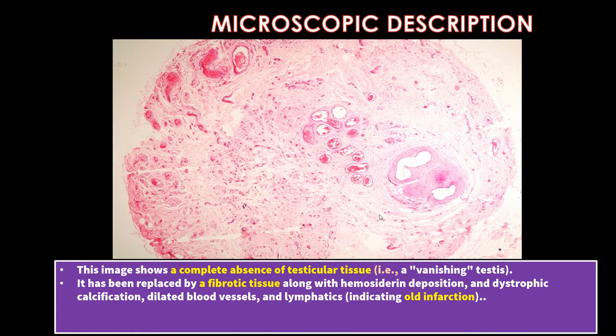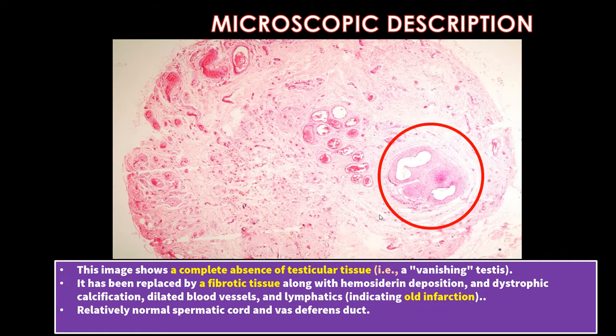It has been replaced by a fibrotic tissue along with hemosiderin deposition and dystrophic calcification, dilated blood vessels, and lymphatics indicating old infarction. Relatively normal spermatic cord and vas deferens duct. Absent acute inflammatory cell infiltration indicating resolution of acute inflammation.